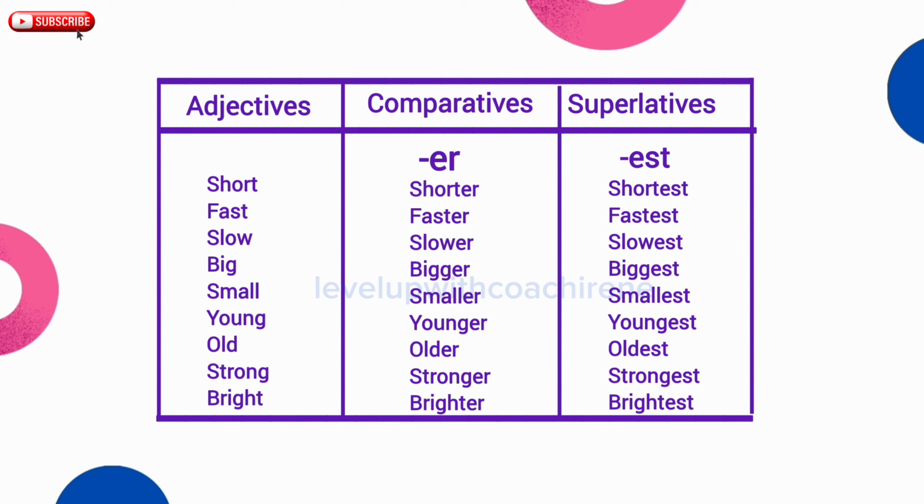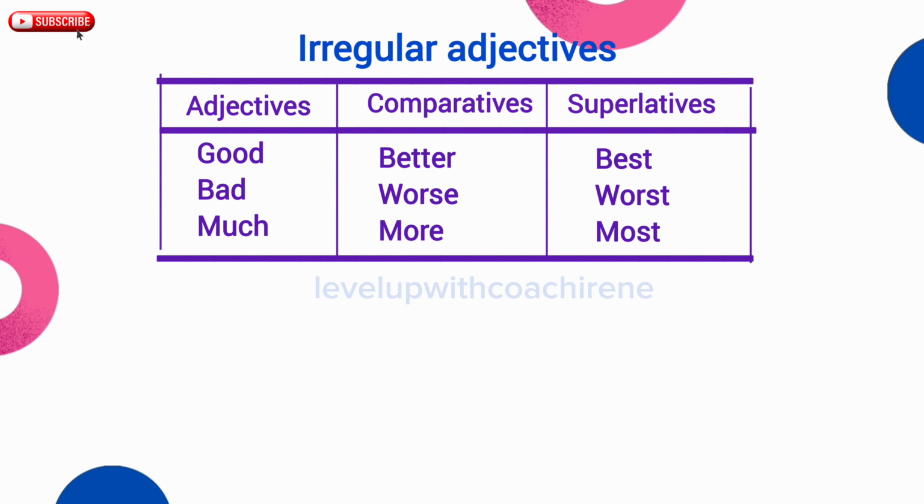We also have irregular adjectives. They do not follow the standard rules for forming comparatives and superlatives by adding er, est, or using more or most. Instead, they have unique forms. They include good, better, best, bad, worse, worst, much, more, most.